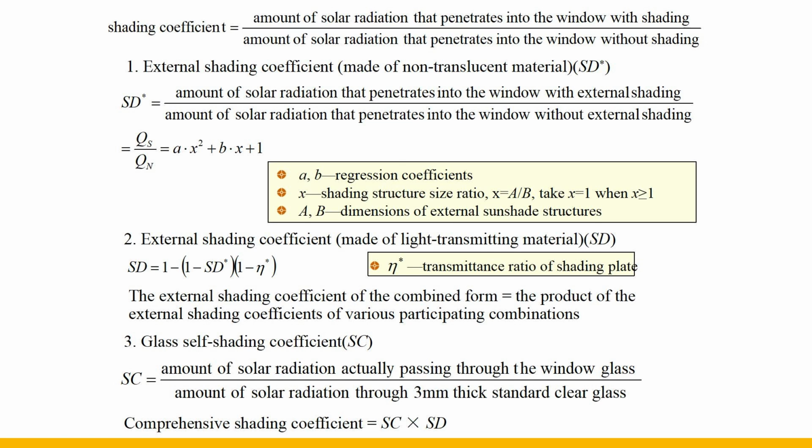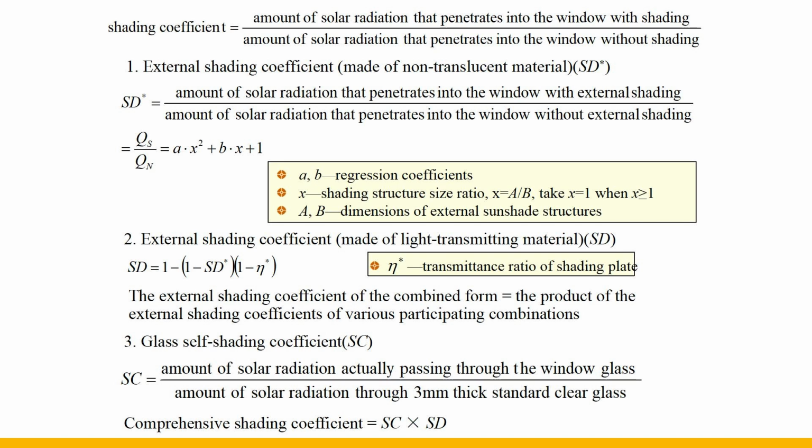The shading effect of the shading facility is expressed by the shading coefficient. The shading coefficient refers to the ratio of the amount of solar radiation that penetrates into the window with shading to the amount of solar radiation that penetrates into the window without shading during the irradiation time. A small shading coefficient means that the amount of solar radiation penetrated is small and the heat protection effect is good. External shading is represented by the external shading coefficient SD, that is, the ratio of the amount of solar radiation QS that penetrates into the window with external shading to the amount of solar radiation QN that penetrates into the window without external shading. This value can be used to analyze the influence of external shading on building energy consumption.